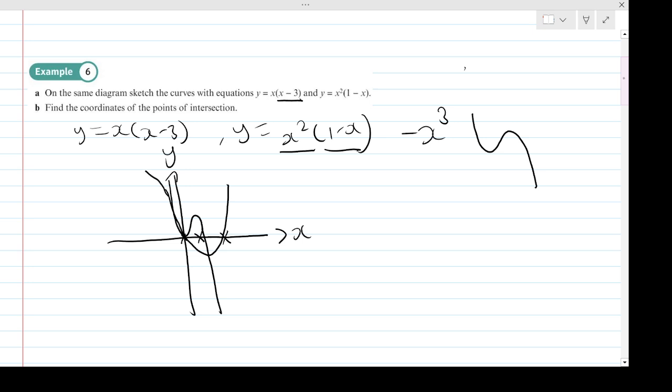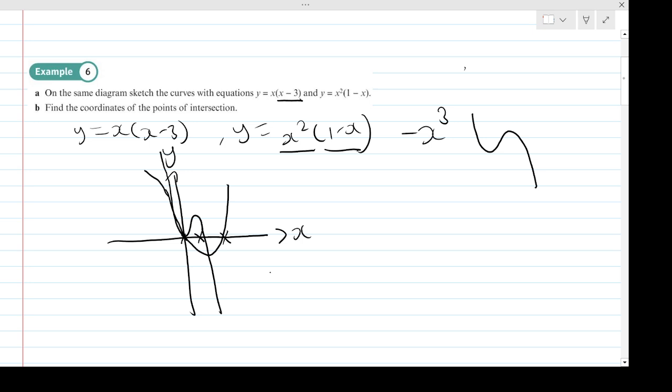If I flash this out a bit more, hopefully you see that there's a point of intersection there, and then obviously it's going to cross at the origin because they both meet at the origin. Then they're going to meet again there. So there should be three intersection points, right? But that's sort of the graph, okay?